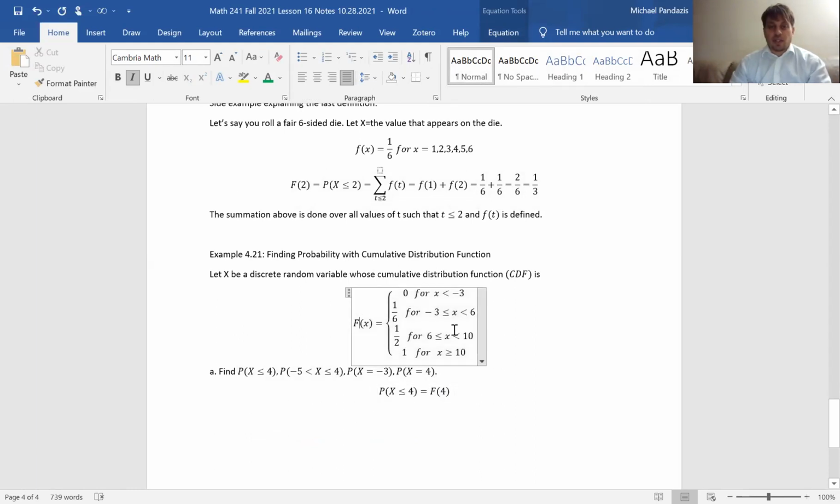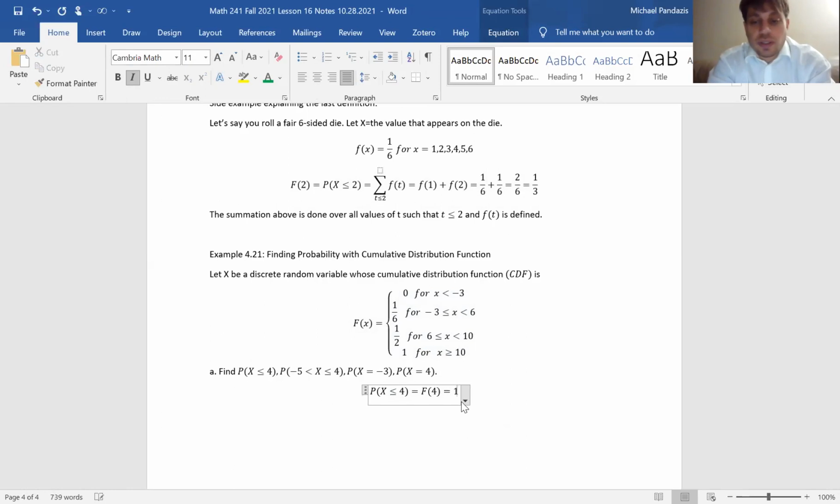So according to this piecewise function, capital F of X, when X is 4, 4 falls in this interval. Right? 4 is greater than or equal to -3 and less than 6. And so it's saying that capital F of X there is 1/6. So this equals 1/6.